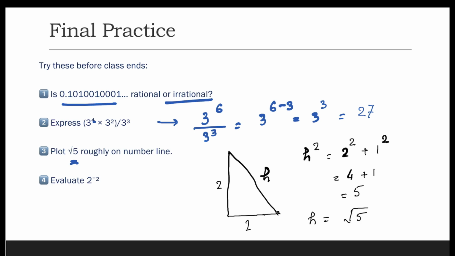So I will draw a right angle triangle with one side as 2, another side as 1, the perpendicular sides or right angle sides. So the length of hypotenuse would be square root of 5. I will measure this length on a scale and plot it on the number line. Clear? Now evaluate 2 to the power minus 2. 2 to the power minus 2, as we saw in exponents, is equal to 1 by 2 to the power 2, that is 1 by 4.